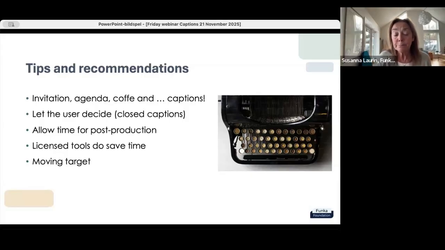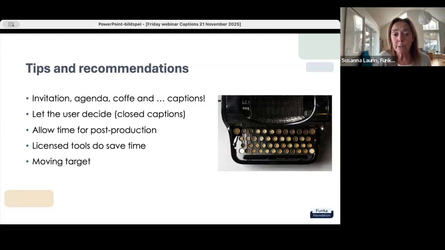And when possible, use closed captions, because captions can be distracting for people. People with focus and concentration issues may think it's kind of in my face too much. So when you let the user decide, the accessibility becomes much better. Therefore, we use closed captions and not open captions.